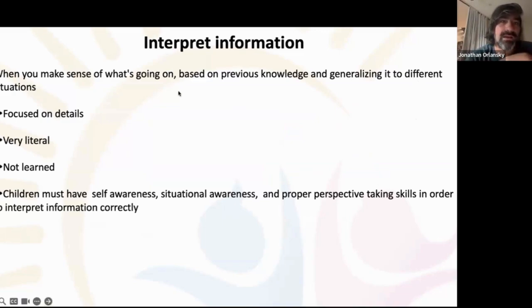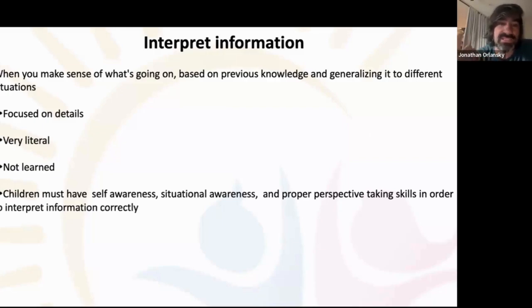Now, we're on to interpreting information. When you make sense of what's going on based on previous knowledge and generalizing it to different situations, this sort of interpretation focuses on details. It's very literal, and it is not learned. Like we said, this is a thing that tends to be innate.